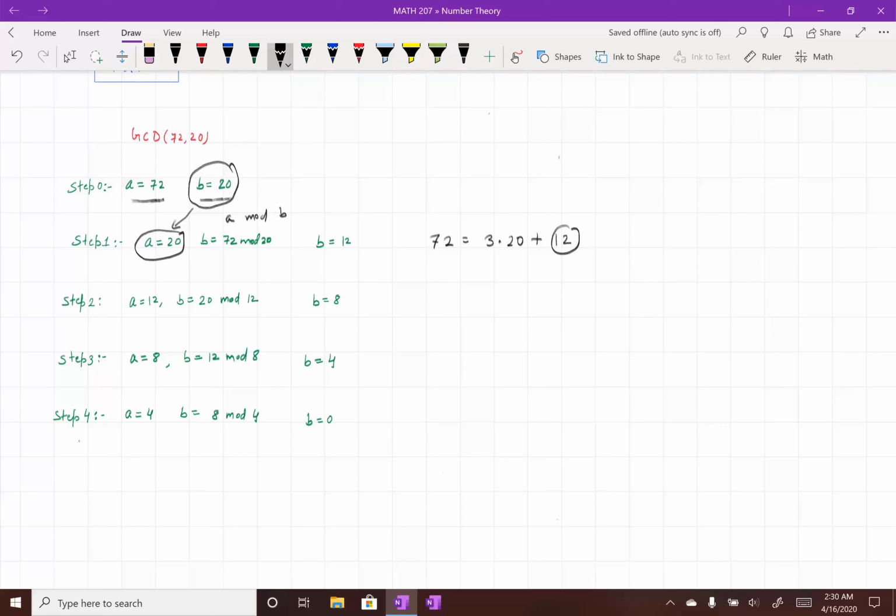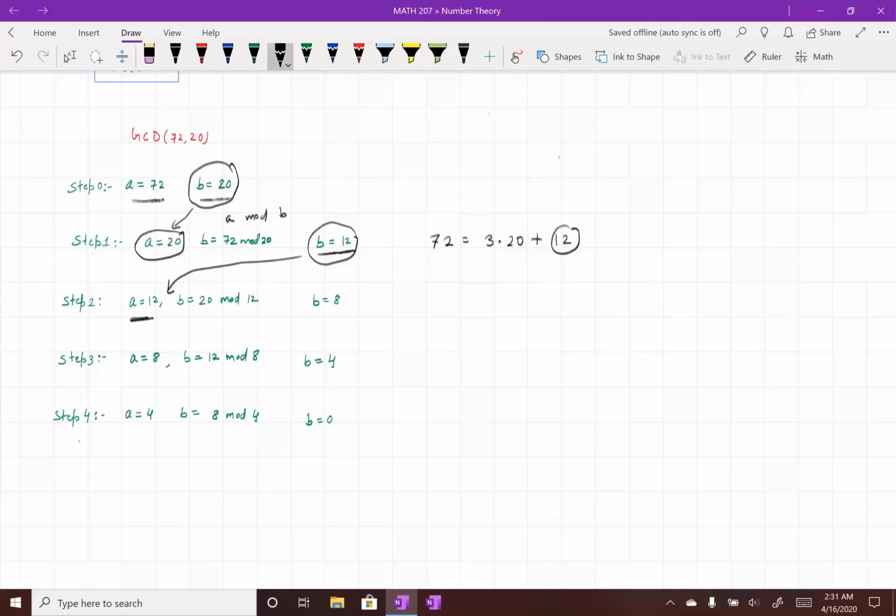So the 12 is the remainder here, which is your 72 mod 20, and your new value of b is going to be equal to 12 here. And again you check the value of b, which from this step is not equal to 0. So you're going to shift that value of b to the new value of a. In the next step, the value of a becomes 12.